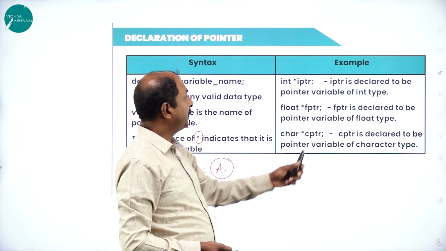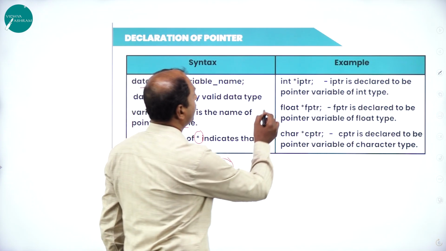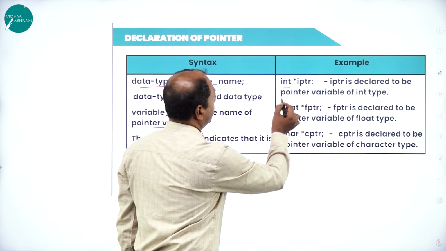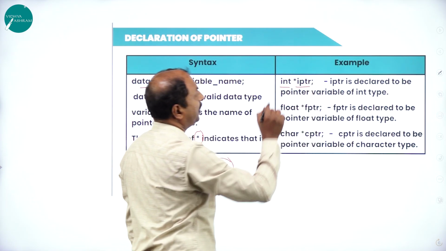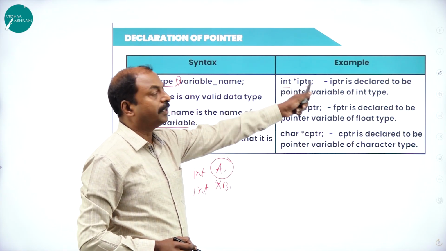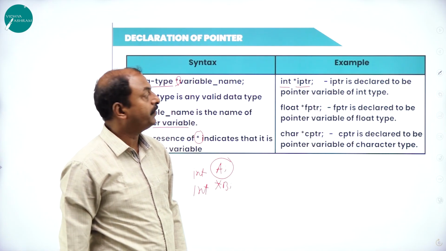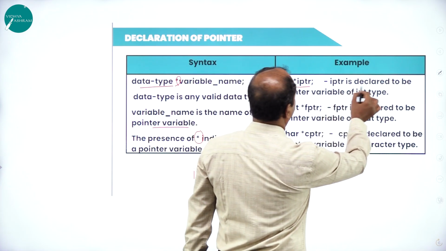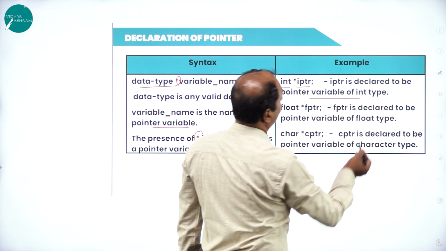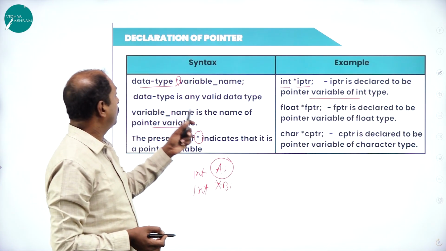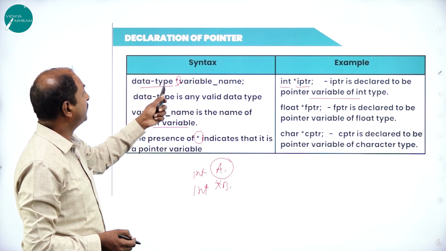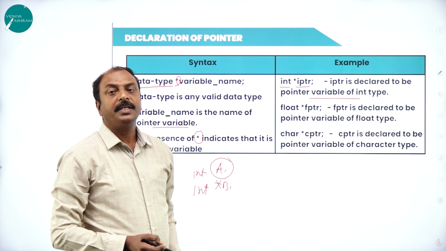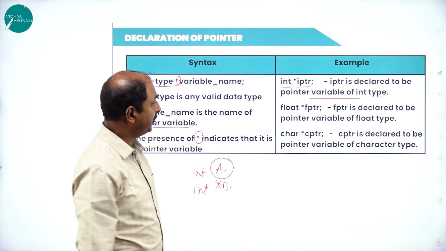Now look at the example here. Int is the data type, then space, star, iptr. Here iptr is the name of a variable, an identifier. So iptr is declared to be a pointer variable of type integer. If you look at the syntax, the data type here is int, so it is an integer pointer variable.